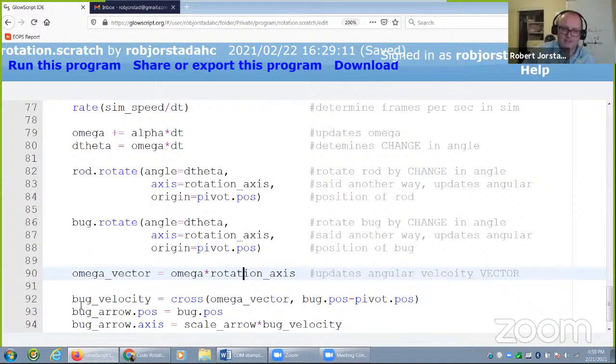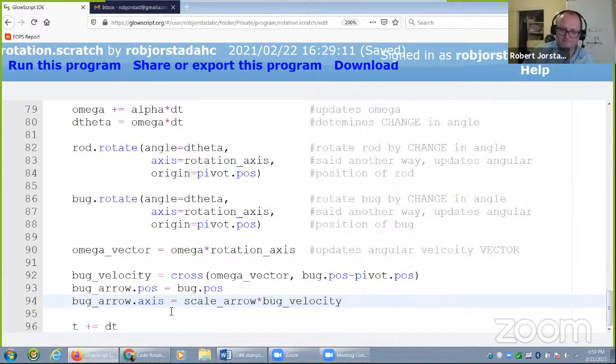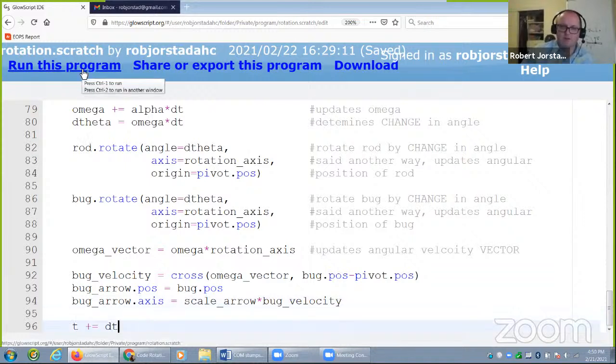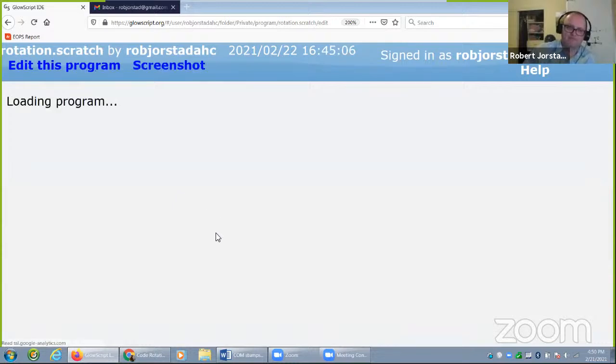All right, now check this out. I again go in here and I get the new value of bug velocity. Notice I update the arrow's position to be on there. And then I also get the new direction the velocity should point and scale it down. Okay, got it. Then I increment time. Okay, so finally we made it through all this code. Let's run it and see what it looks like.